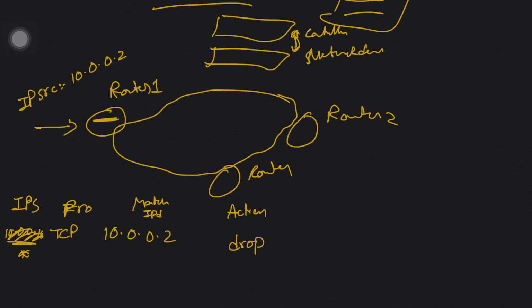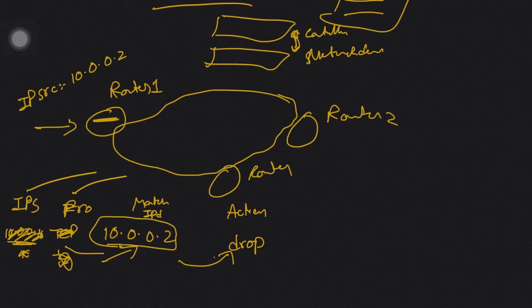If it is to the destination 10.0.0.2, then it is getting dropped, and it should also be TCP. If you don't want to take protocol type into consideration, then you can also make it star. So it doesn't matter if it is any protocol or it is from any IP source. If it is to the destination 10.0.0.2, then it is getting dropped. Okay.